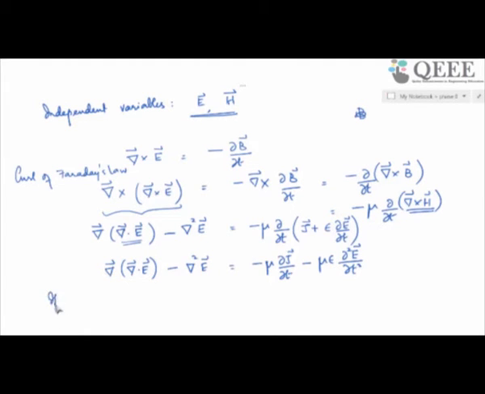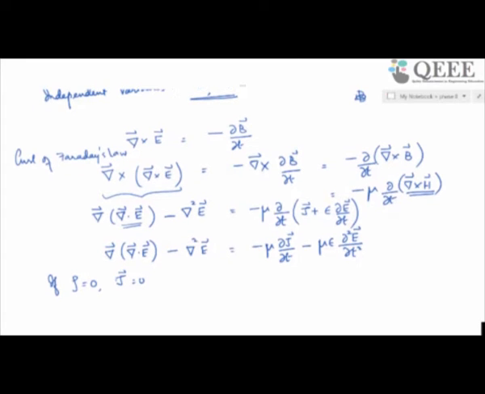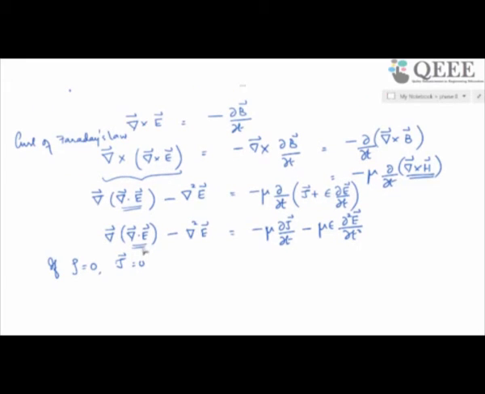But if I choose a medium where rho is 0 and current density is 0, if that is the case, then divergence of E becomes 0. So, I just have del square E equal to, applying a negative sign uniformly everywhere, and this J is 0, this is 0. So, I will just have mu epsilon del square E by del t square. And this is my wave equation.